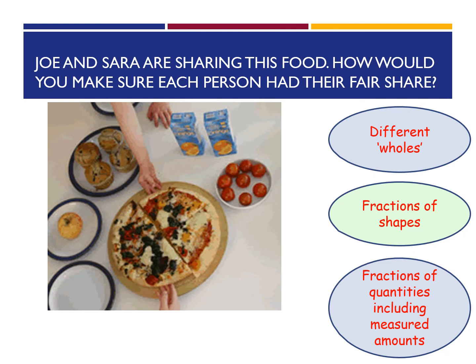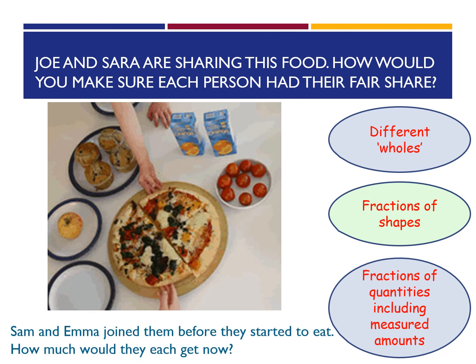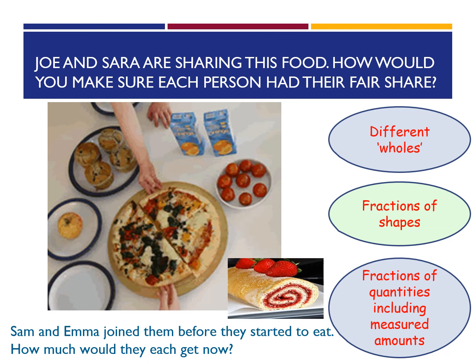Now, just before we finish, what about this? Sam and Emma joined them before they started to eat. How much of each thing would each person get now? What about this? If we add the dessert in there, how much of that are each of the friends going to get? So what if we divide it by 4 people?